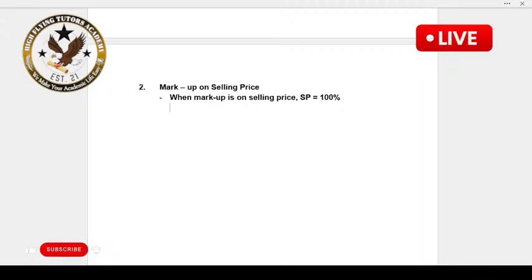Okay, so now I want to go into an example. Let's say they say to you: sold goods for 1,000 rand. Right, you sold goods for 1,000 rand at 30% markup on selling price. Okay, now you need to calculate.